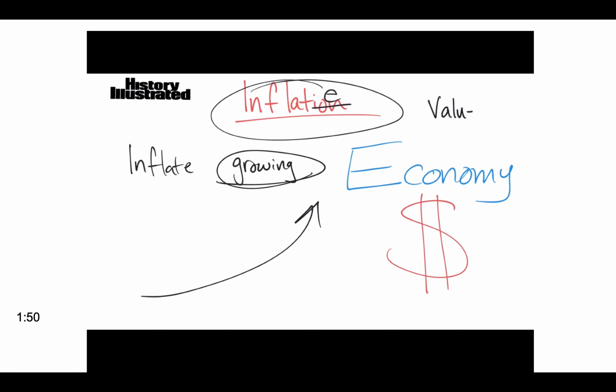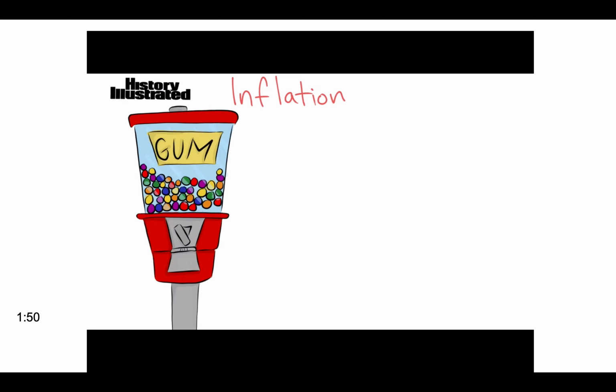So I'm going to write that here, the value of items. And I'm going to give you an example here. Imagine, if you will, that you could remember at some point that you went to go buy a piece of bubble gum and it cost you 1 penny.